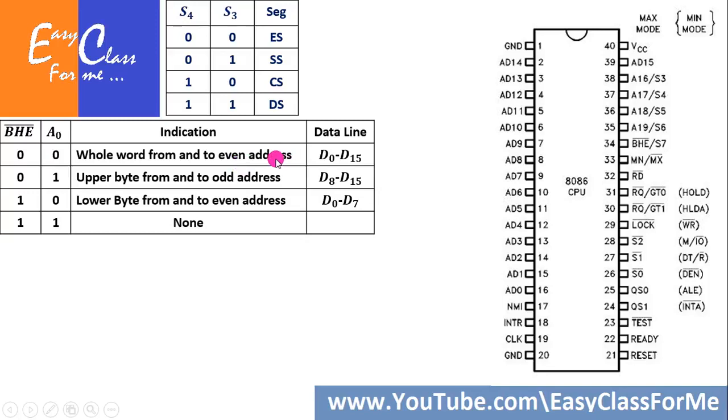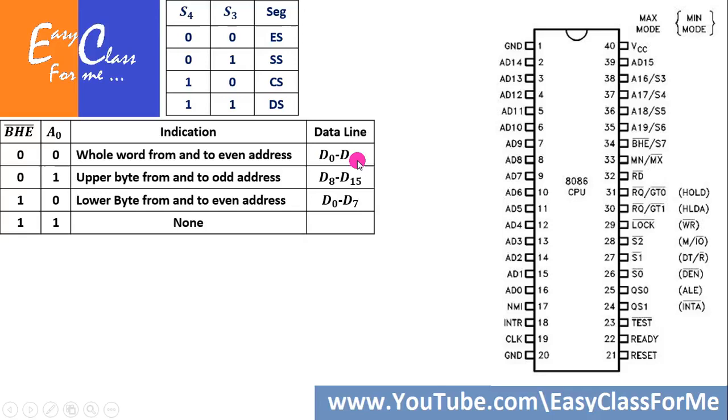Suppose inside the microprocessor we are using the BX register to move data from memory to itself, so a whole word from and to an even address. If we begin from the even address, which is indicated by A0, then we can transfer the data from BX to the memory, or take the data from memory to the BX register. That is what we mean by whole word from and to even address. So D0 to D15 will be used as data bus.